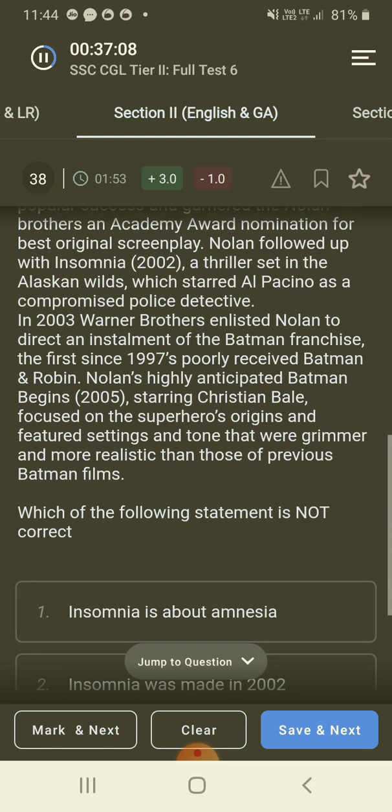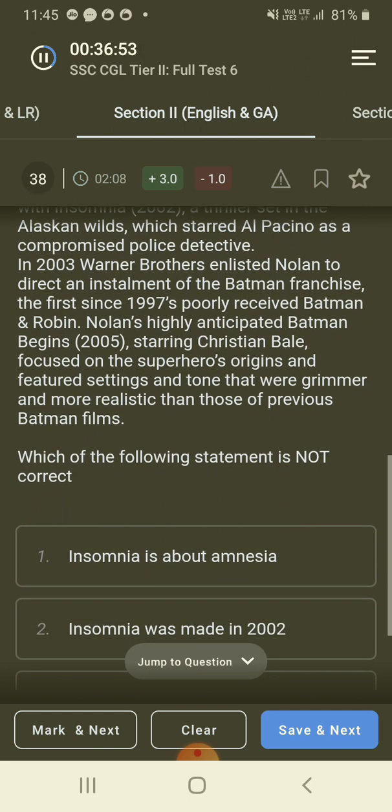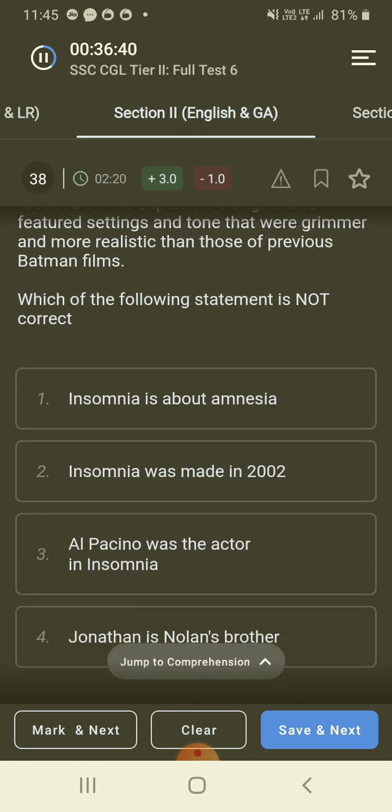police detective. In 2003, Warner Brothers enlisted Nolan to direct an installment of the Batman franchise, the first since 1997's poorly received Batman and Robin. Nolan's highly anticipated Batman Begins in 2005, starring Christian Bale, focused on the superhero origin and featured settings and tone that were grimmer and more realistic than those of previous Batman films.